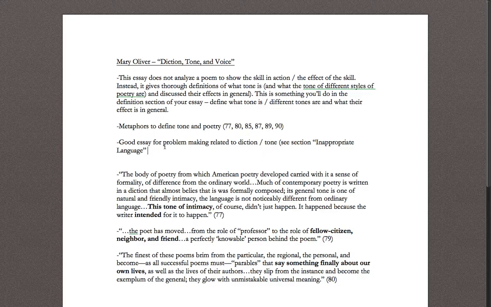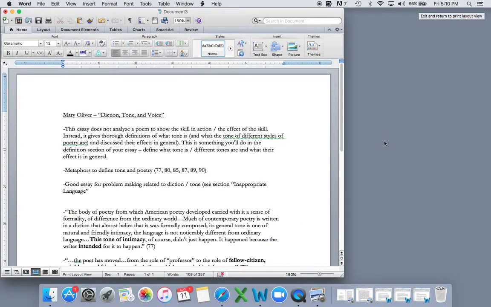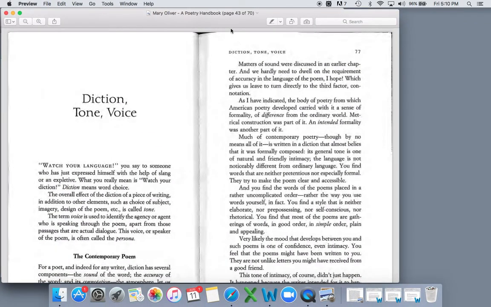So it's kind of a hint at a problem-making section that you might be able to get some ideas about, specifically if you're writing about tone, but also maybe if you're writing about poetry in general. So I'm going to get off this and let's look at the metaphors first, and then I'm going to come back to a couple key ideas a little bit later on. I'm going to keep this up on the screen, and I'm also going to pull up Mary Oliver.